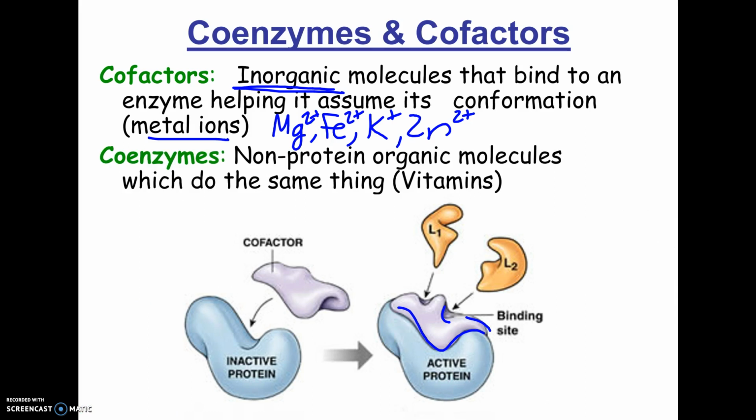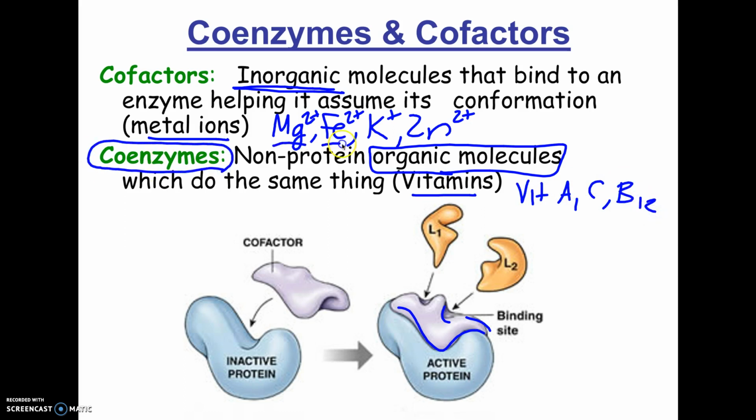Another, coenzymes. So the difference between a cofactor and a coenzyme is that coenzymes are organic. So if you see the word vitamin, so vitamin A, vitamin C, vitamin B12, it's a coenzyme. If you see an element, it's a cofactor. But what they do is the same.